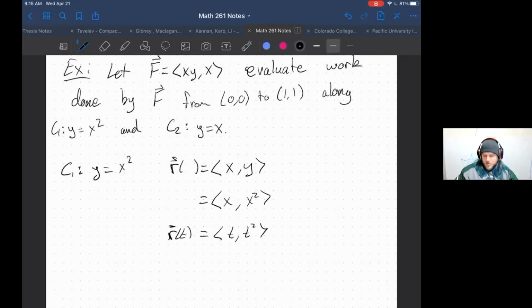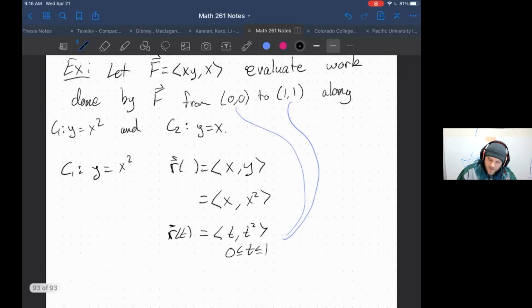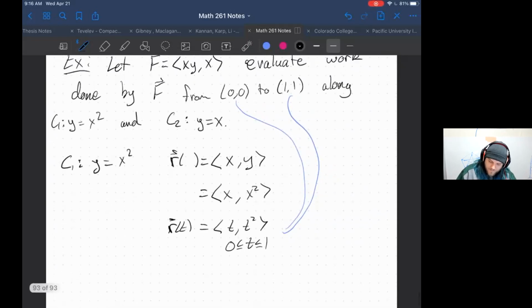If we wanted to go from (0, 0) to (1, 0), then in this case, t should be in between 0 and 1. Okay, so we have our curve. We have our vector field f that we can replace with t and t squared. So f of r of t is equal to t cubed comma t, once you get done with all the substitutions. You have x, y.